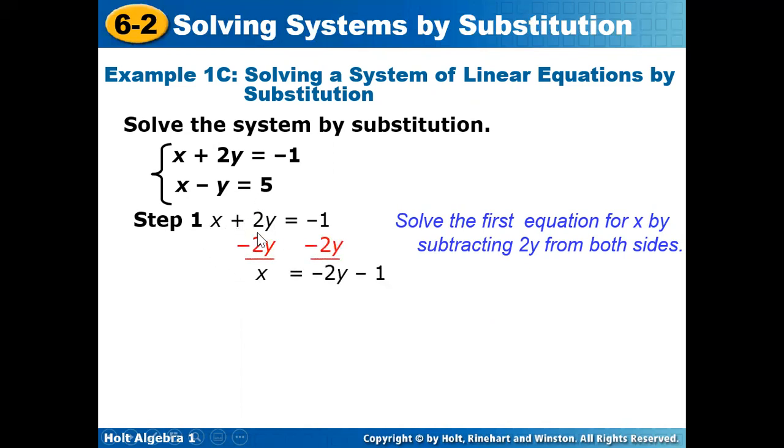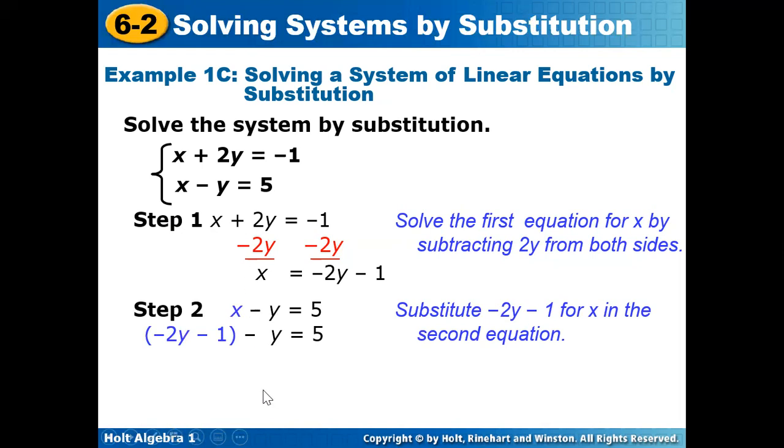So we are moving this whole variable term, 2y, over here. We are getting rid of it here. So we're going to subtract 2y from both sides. So x is equal to -2y minus 1. Now that we know what x is, we're going to substitute that back into the equation.